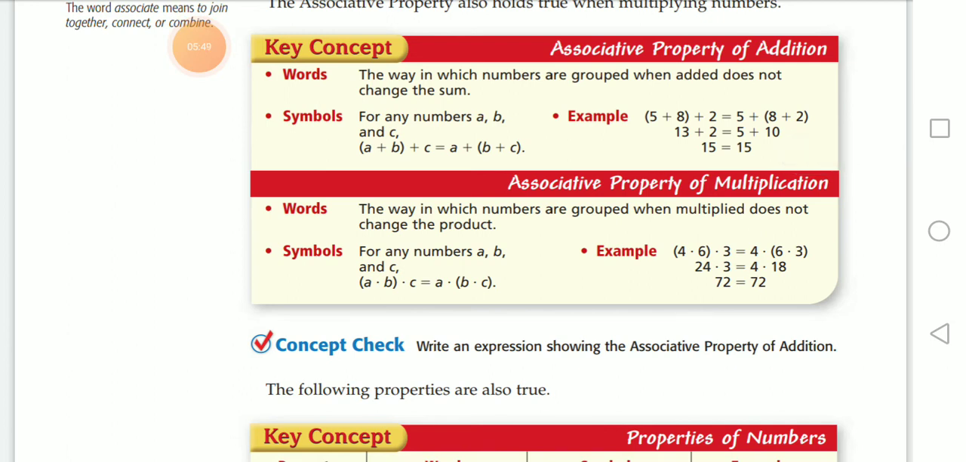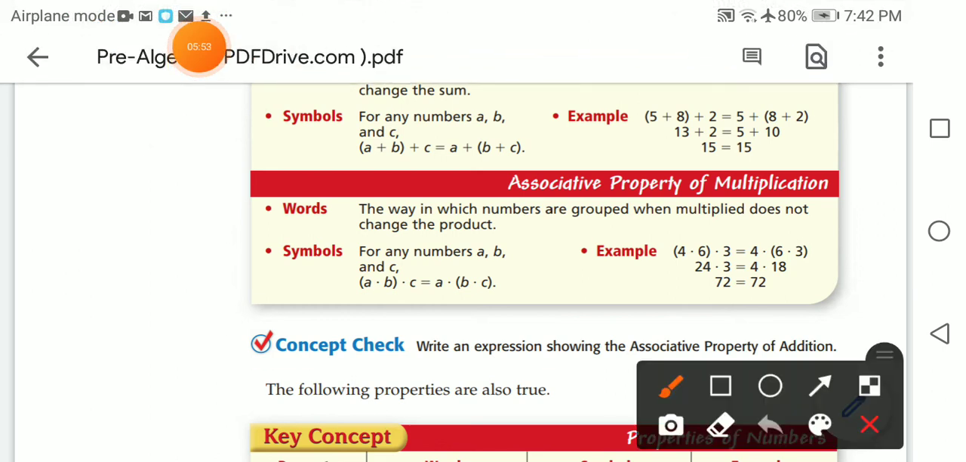As you see here, for example, I need the marker here. As you see in this example, my dear students, 4 times 6 times 3, I grouped here 4 times 6 in brackets in one group, times 3, and it equals 4 times 6 times 3 with 6 times 3 in another group or brackets. When I say 4 times 6 equals 24, all times 3 gives you 72.